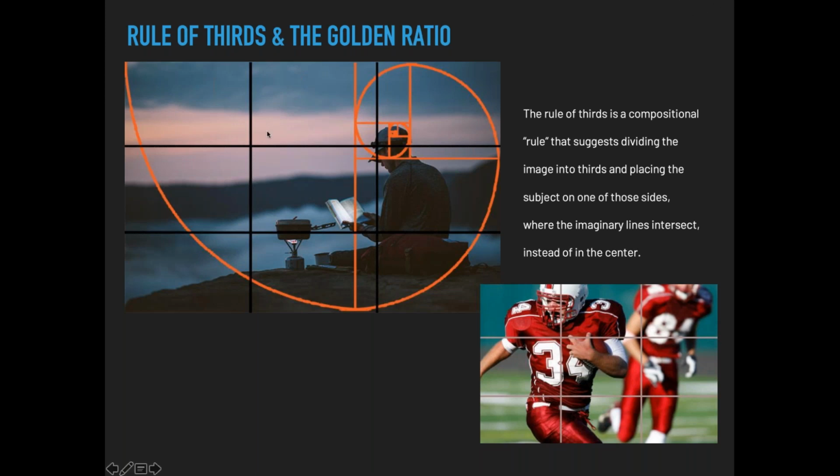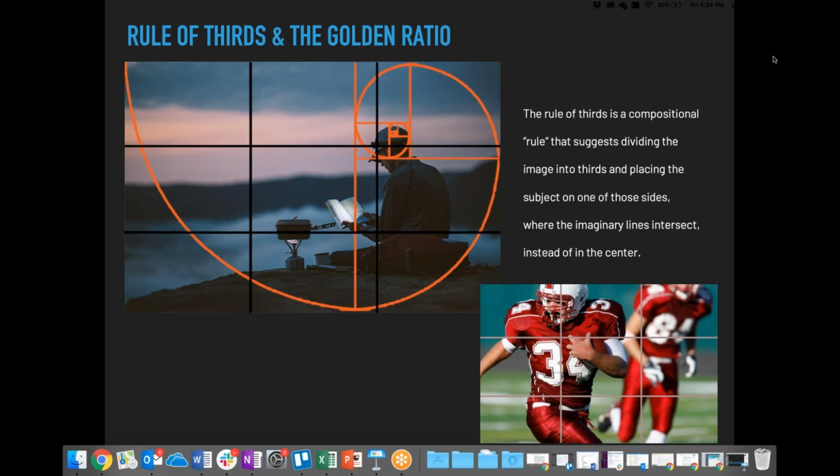So the rule of thirds is a compositional rule that suggests dividing the image into thirds and placing the subject on one of those sides where those lines in those grids intersect instead of right in the middle. Sometimes a centered image is good. All of these rules that I'm telling you are entirely situational, but our eyes really like to see images that follow these rules a little bit more.